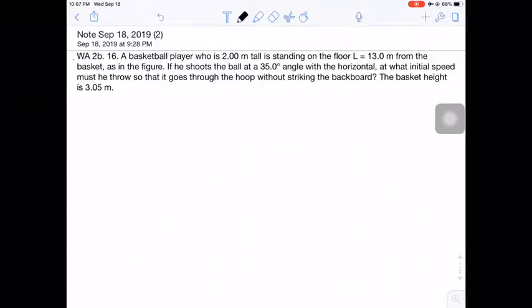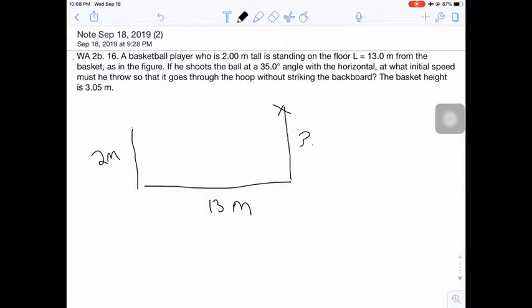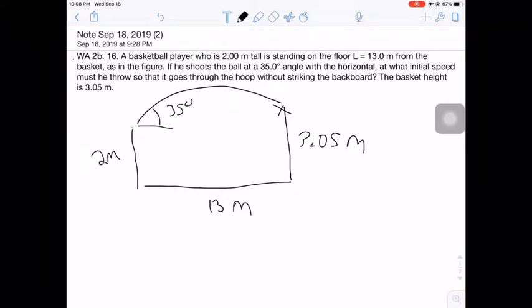So first we'll draw a picture. So this is the person. His height is 2 meters. The distance between him and the backboard is 13 meters. And the height of the hoop is 3.05 meters. Then he throws at an angle of 35 degrees.